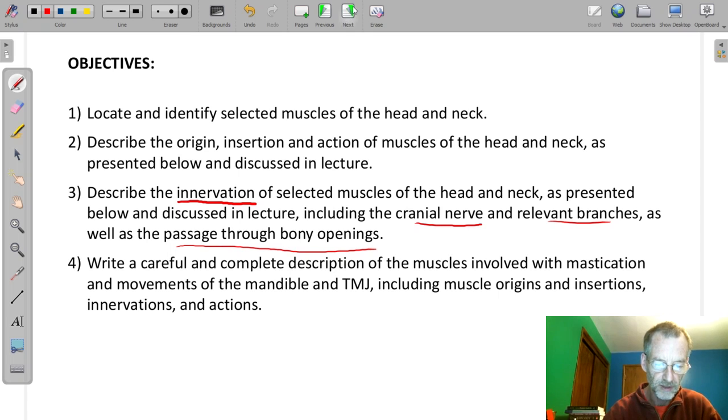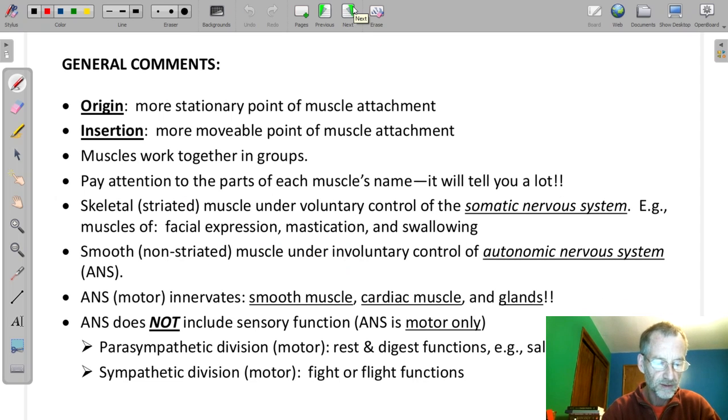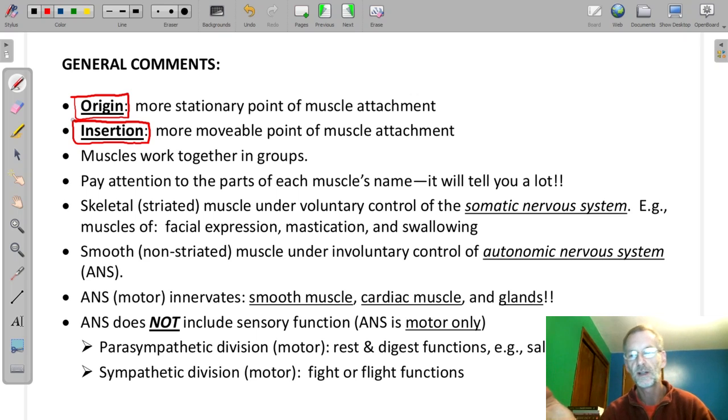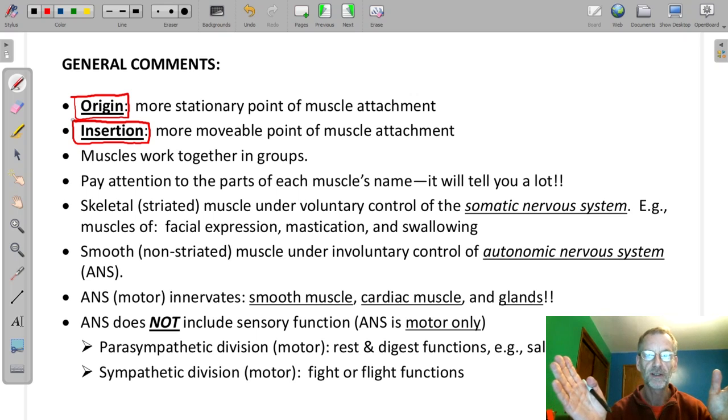So let's jump into this, and we'll start with some general comments and some definitions. So you need to remember how to define the origin and the insertion of a muscle. They are both the attachments of the muscle. So the origin, you can't just tell me that the origin is where it begins. That won't cut it. The origin is the attachment at the more stationary point. The insertion is the attachment of the muscle at the more movable point.